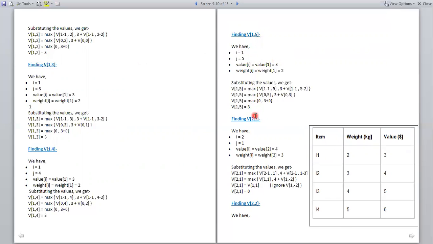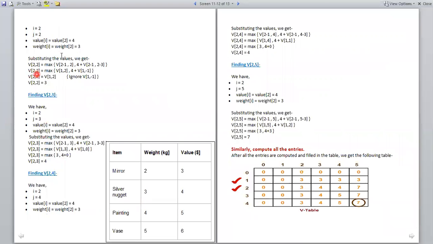Okay, and then we have to calculate V of 2 1, that means the second row and first column. Now i is 2, meaning item 2. When we choose item 2, the value of item 2 is 4 and the weight of item 2 is 3. Applying the same formula and using these values, we will calculate the value of V of 2 1, that is the second row and first column, which is 0. Then we will calculate the second row and second column value, and then the third, and so on.